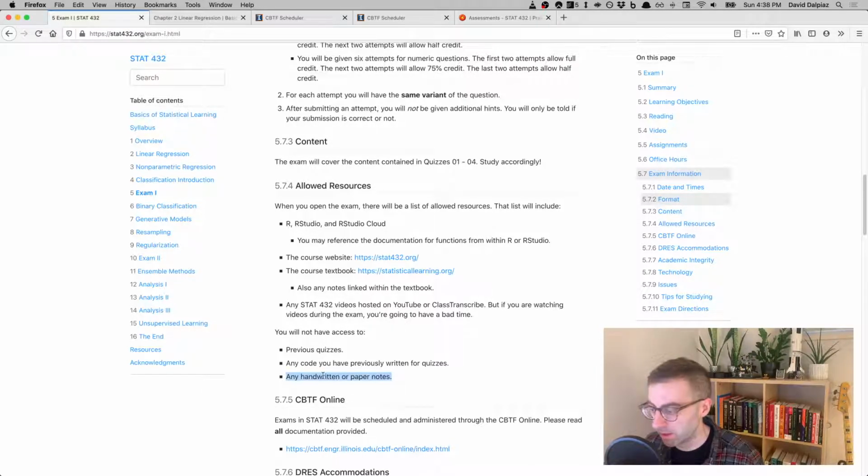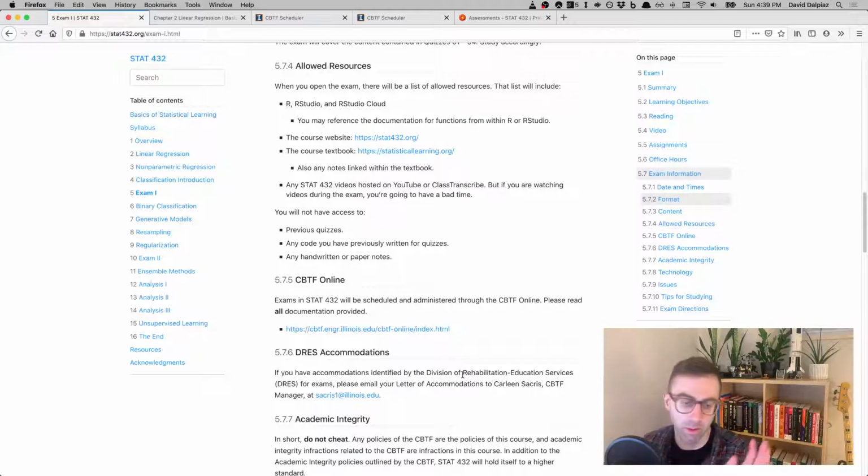And then to make it easier on the proctors, we're not allowing any loose paper, any handwritten notes. I do believe you're allowed scratch paper, but you're not allowed handwritten notes. For both educational reasons, and it makes it a lot easier for the proctors.